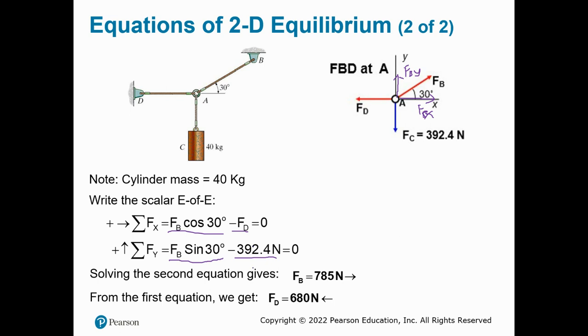I got two equations and two unknowns. We have this written. Two equations and two unknowns. Unknown number one, FB. Unknown number two, FD. These two equations and two unknowns, we can solve them. Okay, there we can find out what the tensions are on cable DA and cable BA.